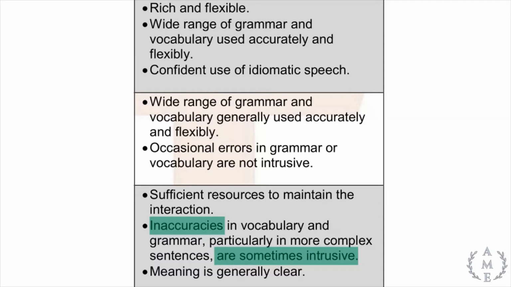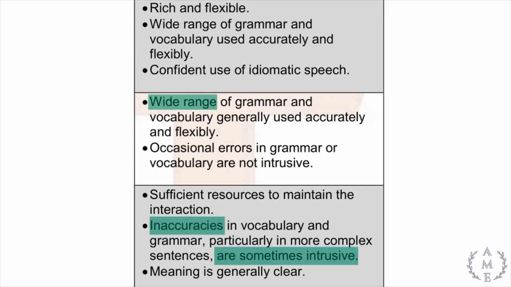You might try some more ambitious grammatical structures or ambitious vocabulary, and you might make a mistake when doing that. And these mistakes can sometimes cause it to be more difficult to understand you. However, crucially, the meaning of what you're saying should generally be clear. So although there is some tolerance for error, generally you still have to be very much understandable to get that band 4.